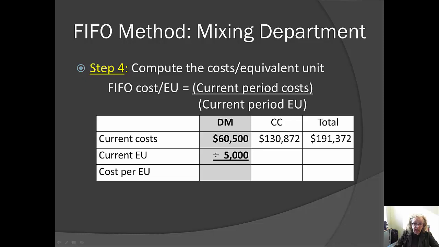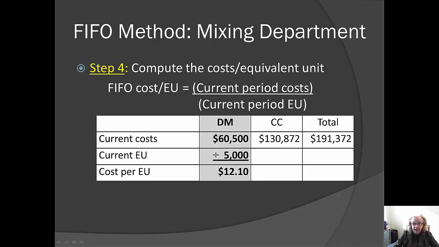We had figured out that there were 5,000 equivalent units for materials added in this period, not counting anything that was added in the past. When we divide current equivalent units into current costs, we get a number, $12.10 per equivalent unit for materials that are added in this period.